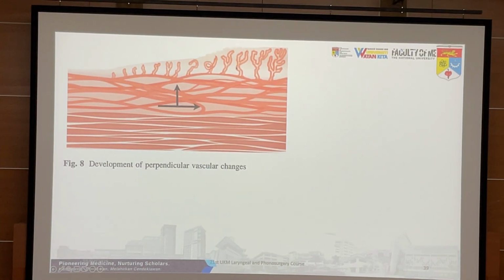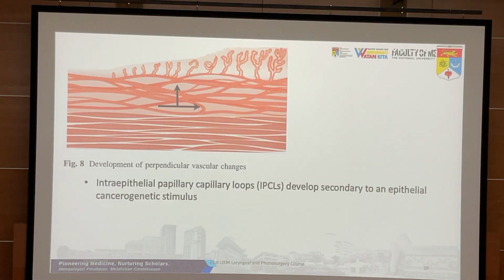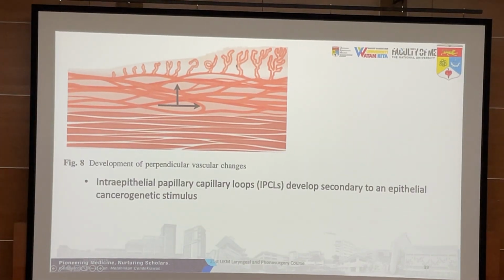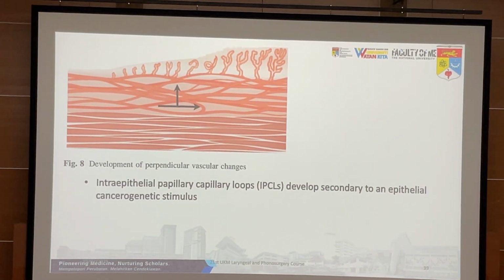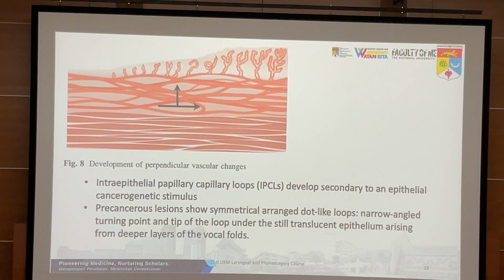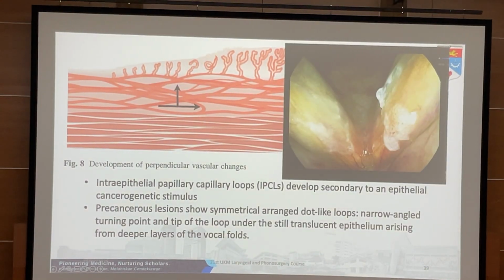Okay, this is a cross-sectional view of the vocal fold. That is muscle, that is the base, the vessel on the vocal fold, that is the lesion. So when the vessel feeds the lesion from below, you see from the top, with your scope from the top, perpendicular, you can see dots or spirals or 2 dots on the surface. This vasculature is called IPCL, intraepithelial papillary capillary loops, that could be secondary to carcinogenic stimulus.